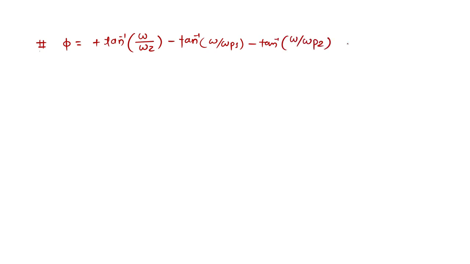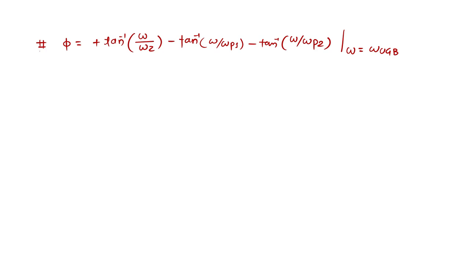So what other case? What was my phi? My phi was plus tan inverse omega by omega g, sorry, it was omega by omega g, minus tan inverse omega by omega p1, minus tan inverse omega by omega p2, and all these things I want at omega equal to omega UGB.